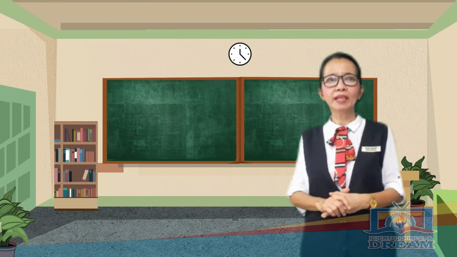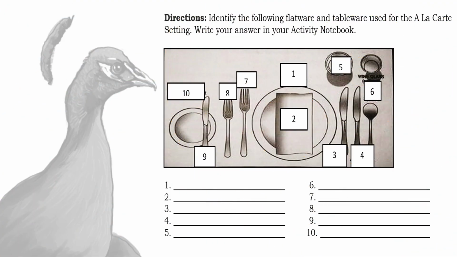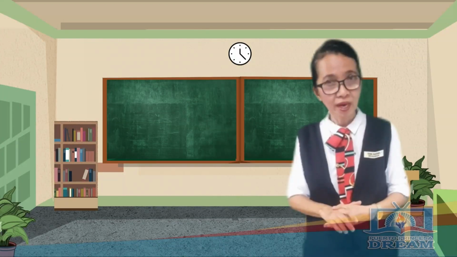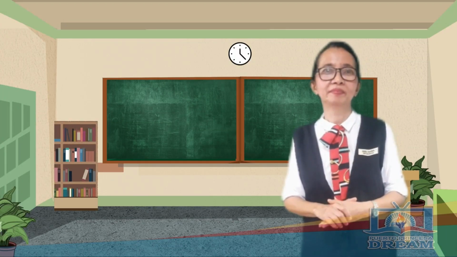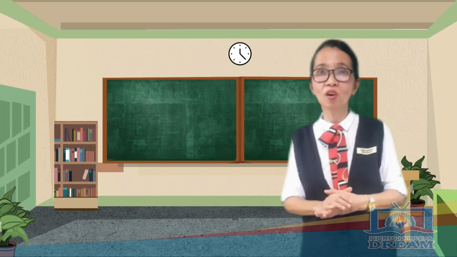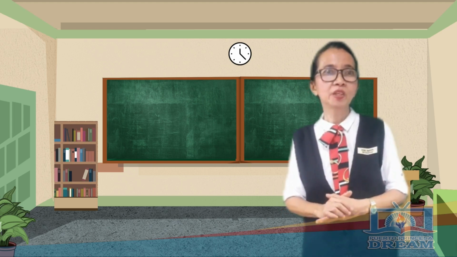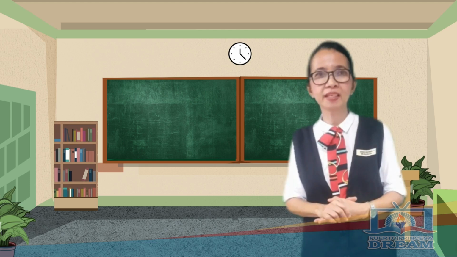Let's proceed to our next activity. Directions. Identify the following flatware and tableware used for the a la carte setting, and write your answer in your activity notebook. So, what's your answer? And here is our answer. Alright, what's your score? Did you get a perfect score? If yes, very good. If not, you can still do our next activity.